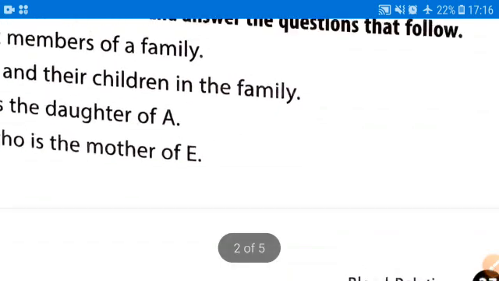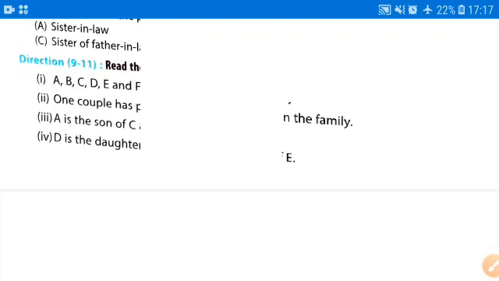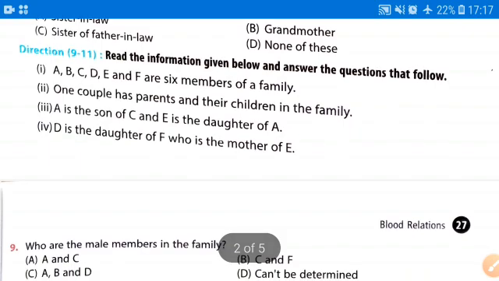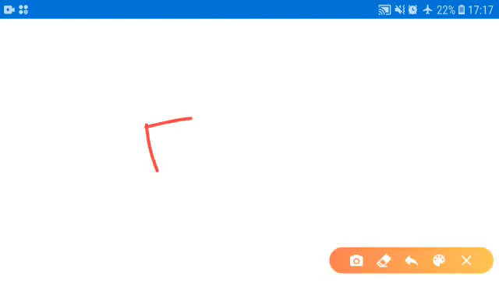Here, let us solve this question with the help of the diagram. So first of all, you make the diagram, and then open the PDF and try to read the questions and solve. First of all, let me make the diagram. One couple has parents and their children. So this could be the couple having parents, having children also. This is the middle generation.